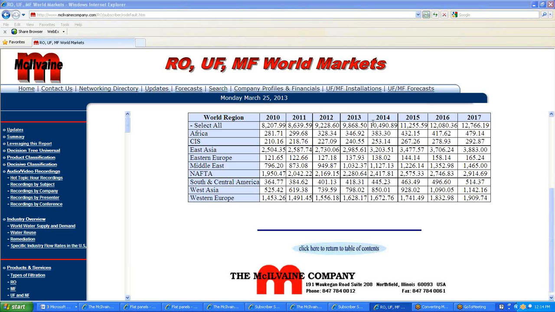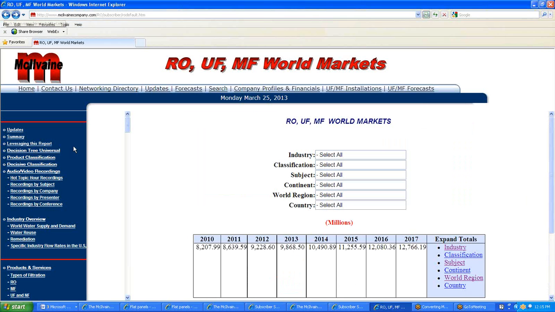And what you're looking at here is the world forecast, and the market in 2013 is just about $10 billion. As you can see, East Asia is the largest segment of the market, and then NAFTA. And there is a significant market, of course, because of desalination in the Middle East. But you can look at those numbers any which way.